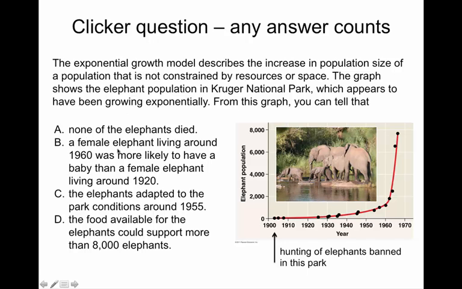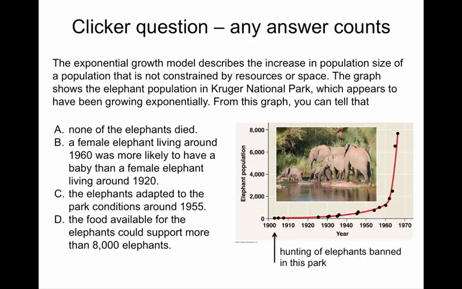A, none of the elephants died. B, a female elephant living around 1960 was more likely to have a baby than a female elephant living around 1920. C, the elephants adapted to the park conditions around 1955. Or D, the food available for the elephants could support more than 8,000 elephants. Looking at this graph, assuming that it is exponential growth, consider these four factors. Go ahead and pause the video and pick your favorite answer.